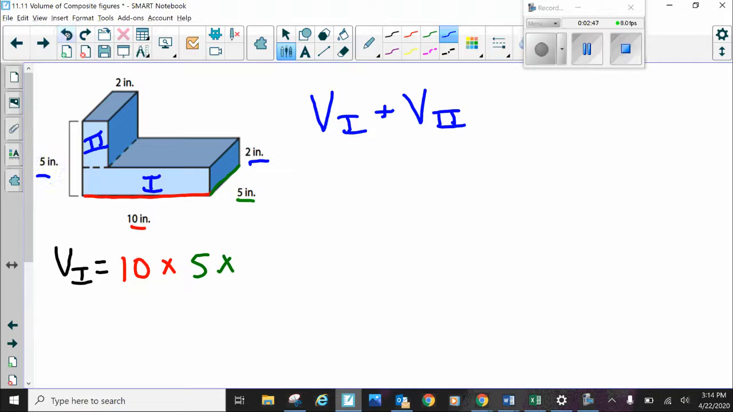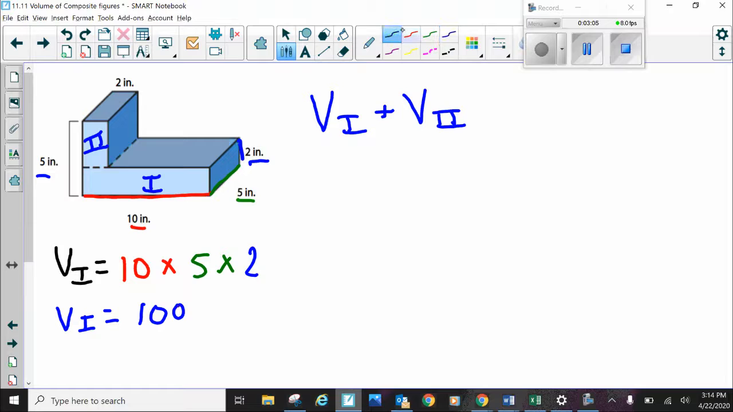Okay, so let me get rid of that. So 2 inches is the height of figure 1. And now it's just a little bit of math. 10 times 5 is 50, times 2 is 100. So we know I have 100 cubic inches. I'm going to hold off on labeling the units for a minute.